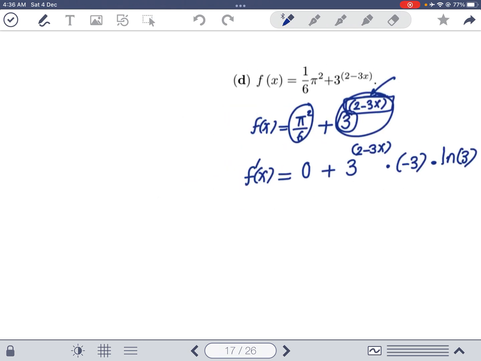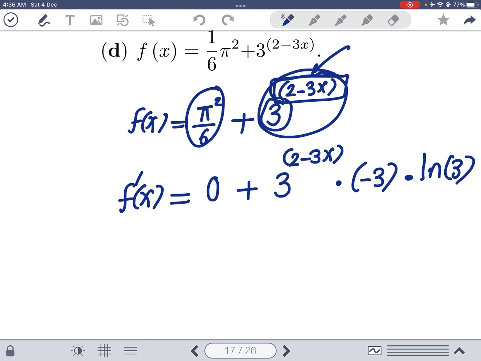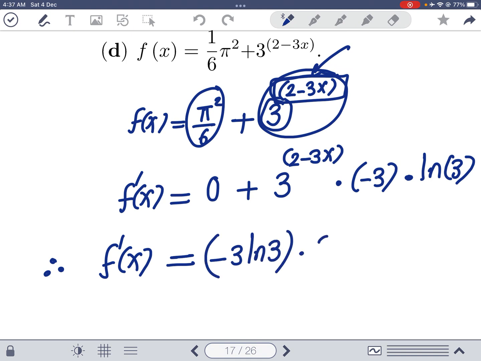When it's e and you put ln e, it's 1. It doesn't show. But when it's any number other than e, you have to put ln of the number. And of course, you have the formula sheet with you. You'll see it there. You shouldn't make a mistake with this. So therefore, f prime of x, finally, we will write it here. It's equal minus 3 ln 3 times, so this is the constant, times 3 to the power 2 minus 3x.